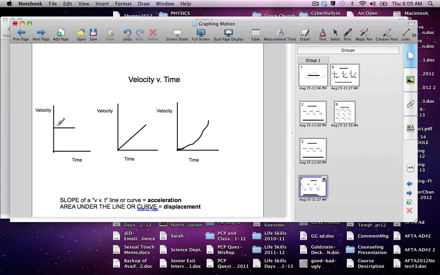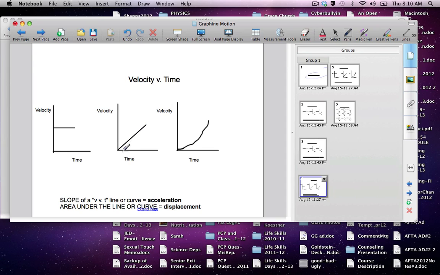Okay, if you said that the velocity was unchanging, you're correct. Is this car, is this object at rest? No. It's got a constant speed. It's moving at a constant velocity. So let's take a look over here and see what's happening. The velocity changes at a regular pace over time.